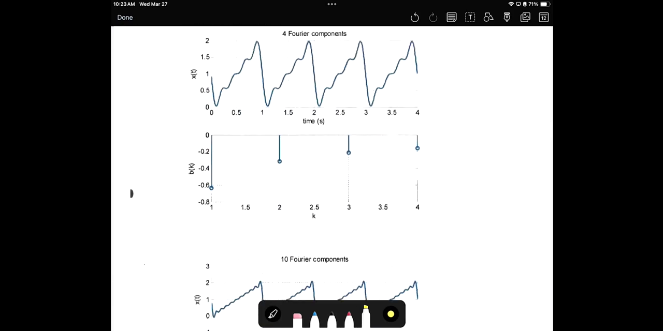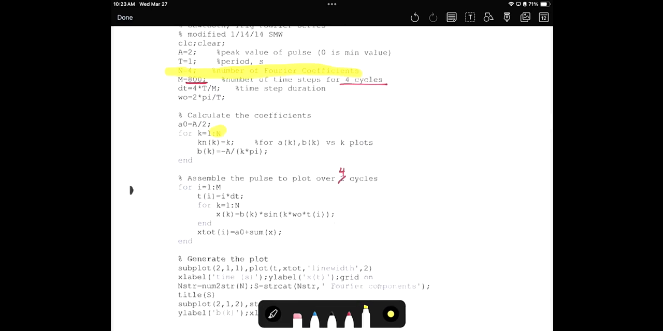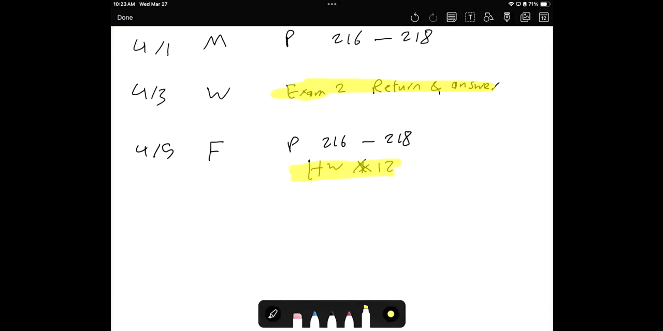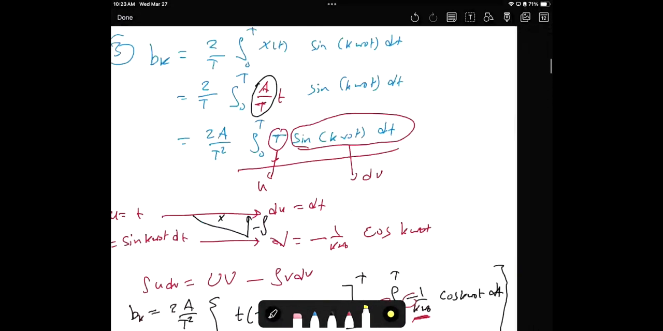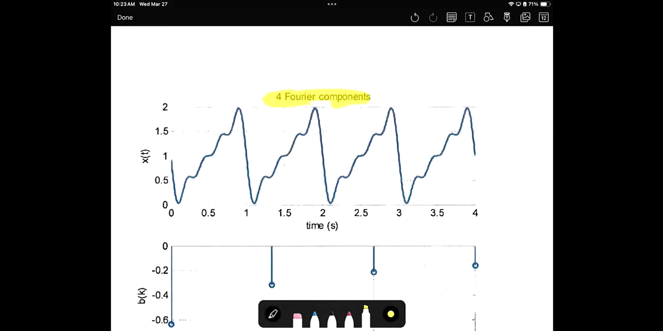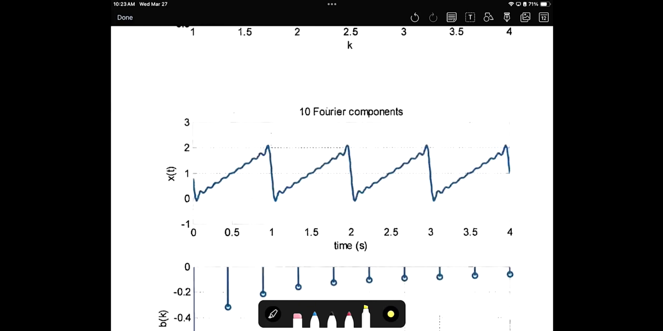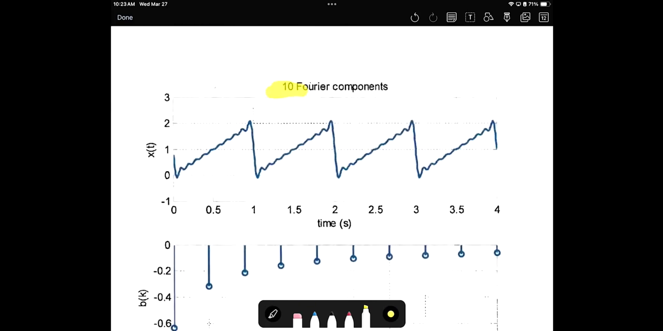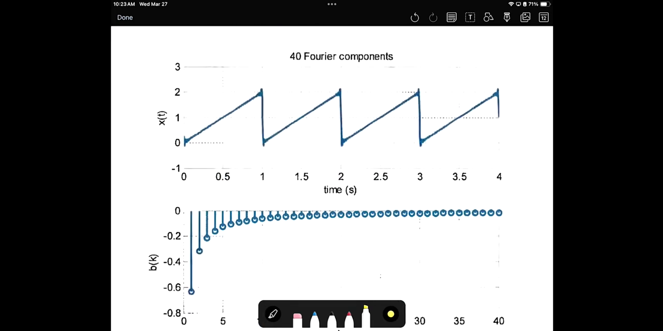So the output, when you assume 4 Fourier components, will be like this. Our target is to get a sawtooth, which I can go back here and show you, like this. That's what is supposed to be the result. But when we go to the plotting with 4 Fourier coefficients, it's not 100% correct. I mean, there is a lot of distortion. Then, if we increase it to be 10, it's better. This is way better than that. Then, if we make it 40, it's even better.